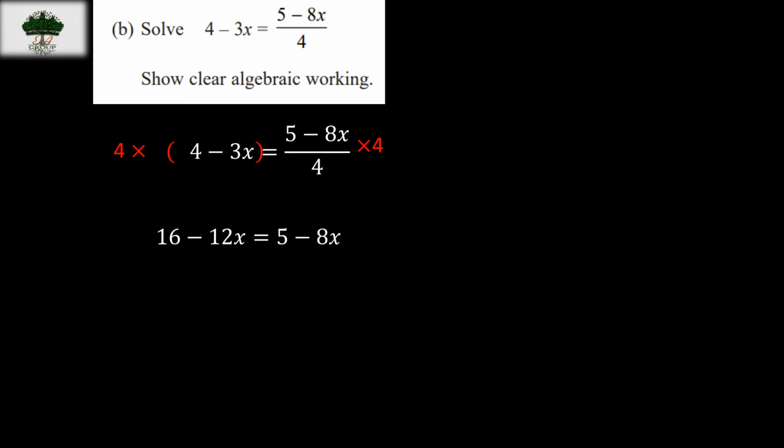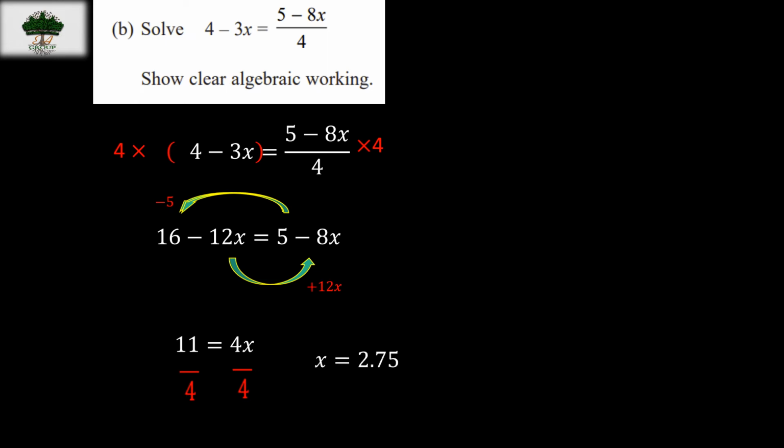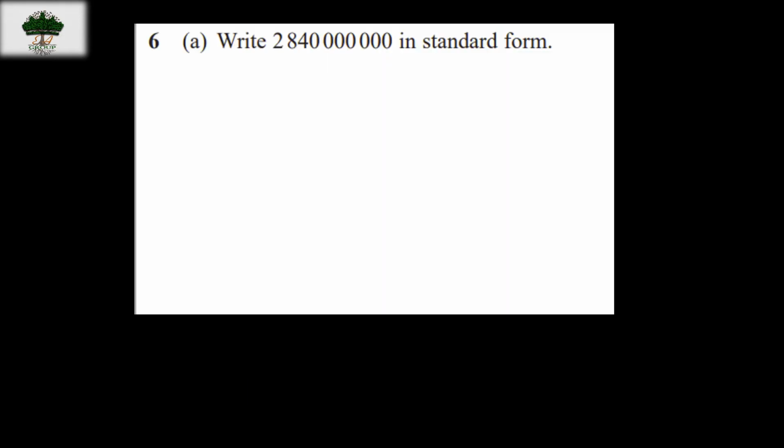Now to solve this linear equation, you have to move letters with letters and numbers with numbers. And don't forget that you have to reverse the sign for any term you move across the equals sign. So we move negative 12x to the right side, it will be positive 12x, and the positive 5 to the left side, it will be negative 5. Adding negative 8x plus 12x gives 4x, and negative 5 plus 16 gives 11. Now divide both sides by 4, which is the coefficient of x. So the answer is x equals 2.75. This is the last answer.